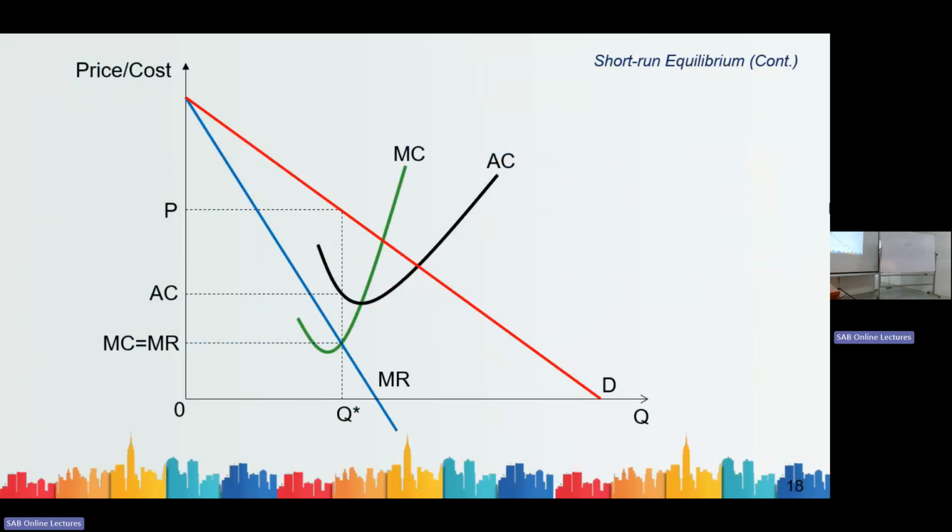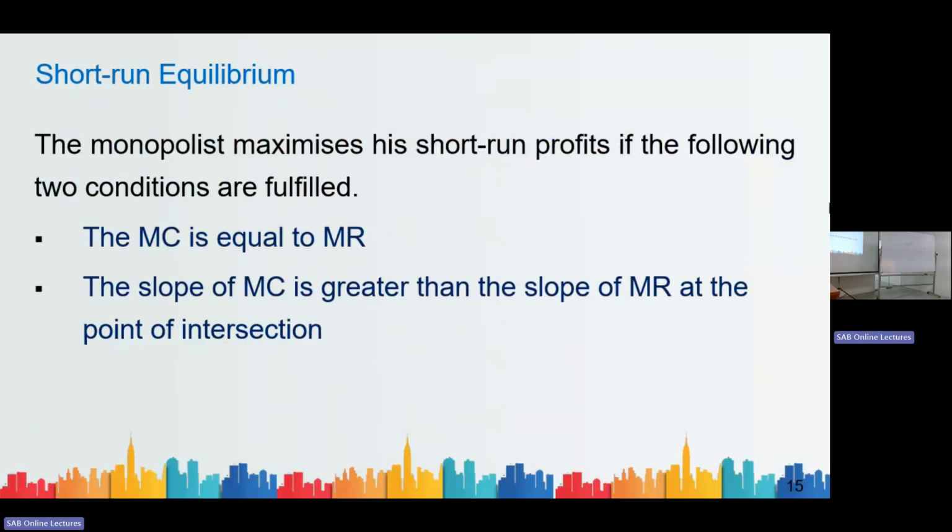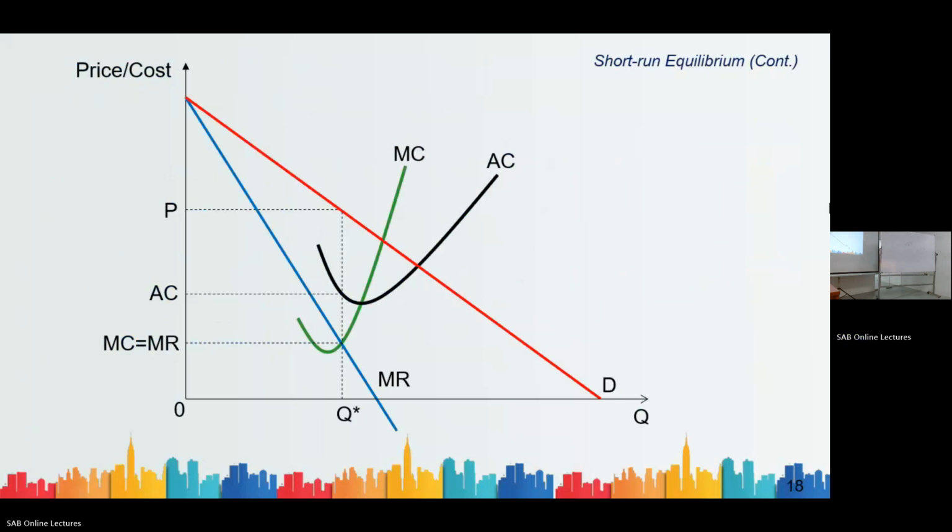So what is the first condition for profit maximization? Marginal revenue should be equal to marginal cost. Where is that condition satisfied? Look at the marginal revenue curve and the marginal cost curve and see where the two curves are intersecting. The blue line is the marginal revenue and the green line is the marginal cost. The two curves are intersecting at this point.